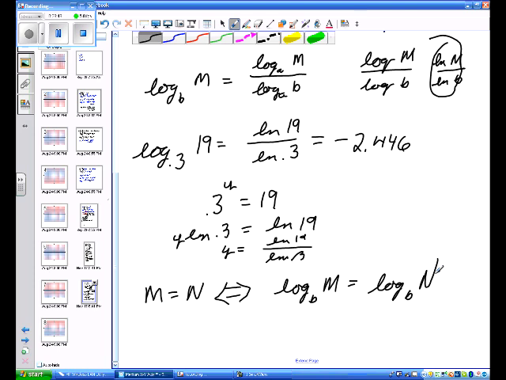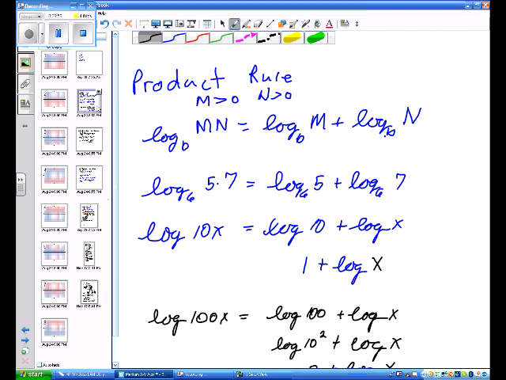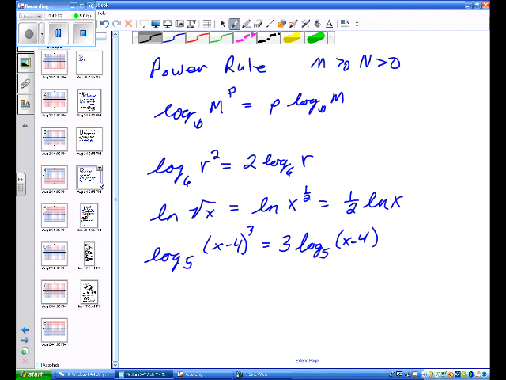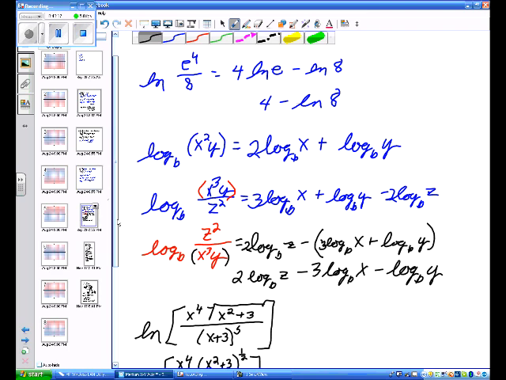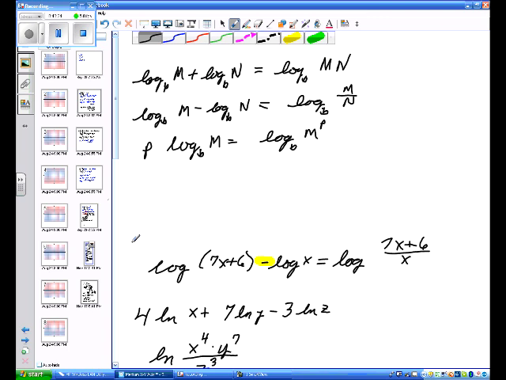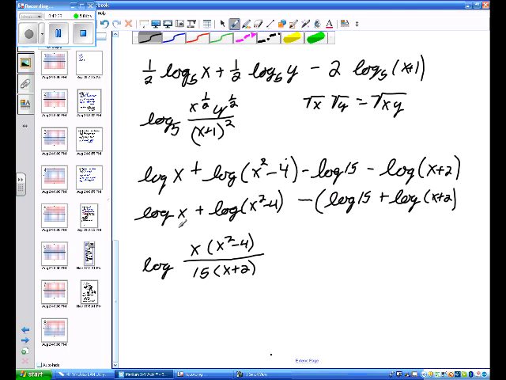Okay, so what we've looked at is the product rule, which tells us that the log of a product is equal to the sum of the logs. We looked at the quotient rule that tells us the log of a quotient is equal to the difference of the logs. We looked at the power rule, which says the log of a power is the power times the log. Then we used those rules to do some expanding. We also dealt with if we had a logarithm that was expanded, then we could write it back as a single log, and that was called condensing. And we wanted to write it back where we only had the log written once.